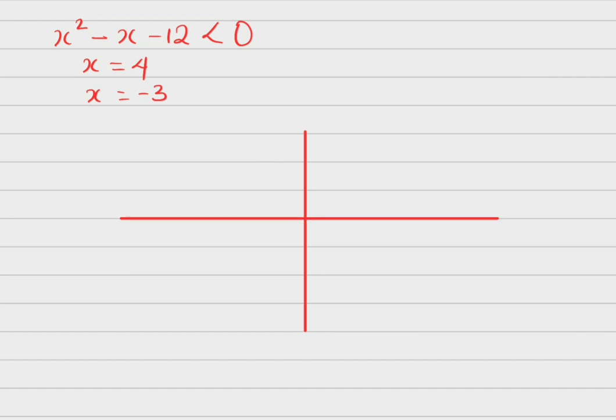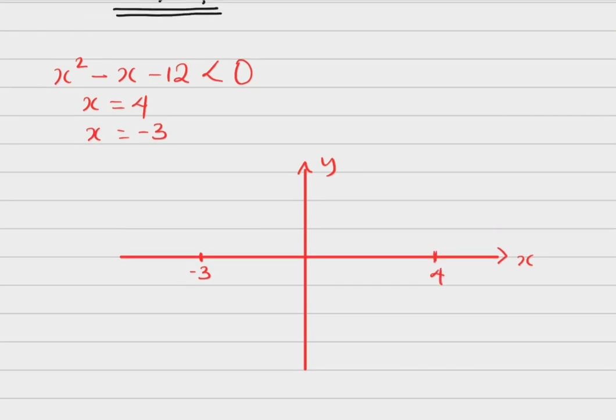Okay, very important. Now let me say this is my y and this is my x-axis. So let me pick this to be my minus 3 and let me pick this to be my 4. The same thing, I check the coefficient of x squared is positive, so my graph is going to be a u-shaped graph. So this is what I'm going to have.